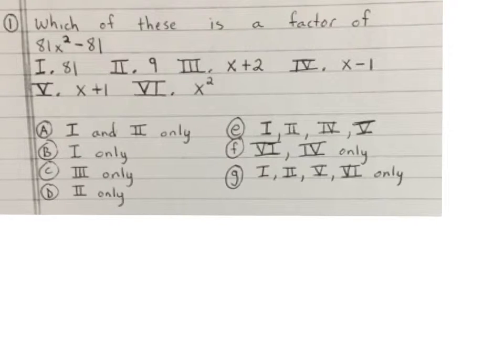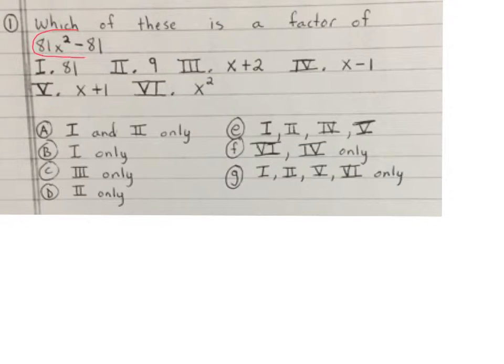Okay, so here we are going over the quiz that you just took. The first question says, which of these, and now it's talking about these right here, right? Which of these is a factor of 81x squared minus 81? Now, something's a factor if it goes into it. Well, the best way to tell if it's a factor is to factor it completely.